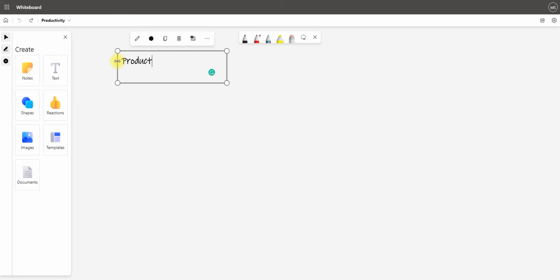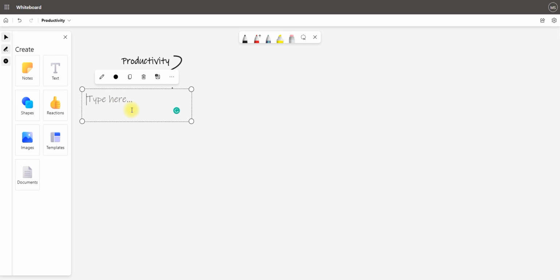Productivity. So, what is basically productivity? In the simplest definition, productivity could be defined as the ratio between the output volume and the volume of the input.